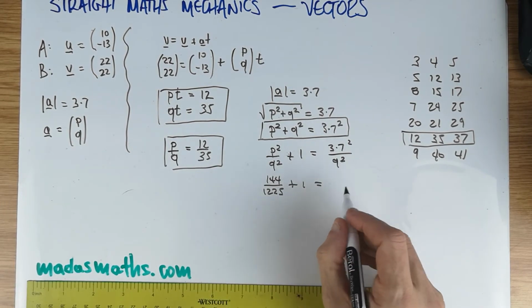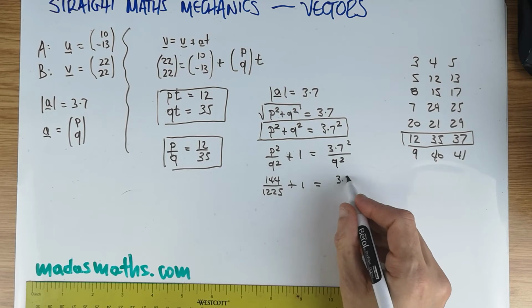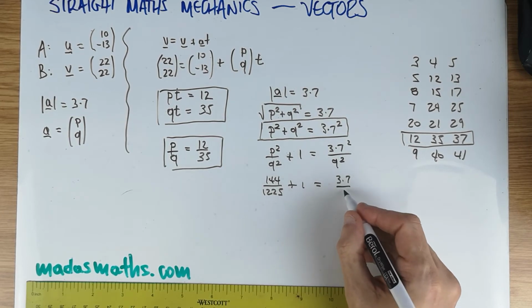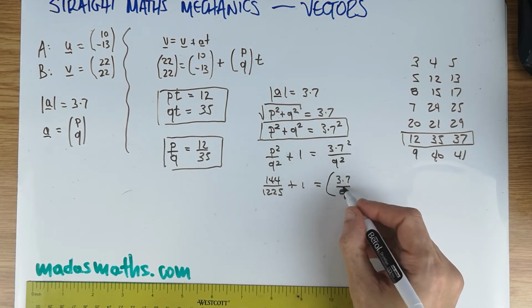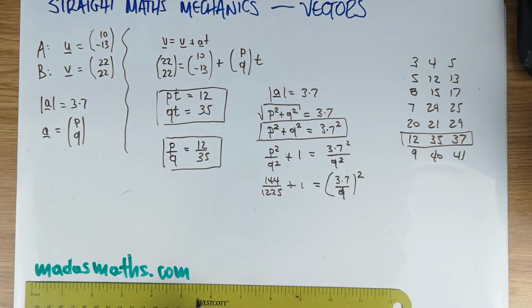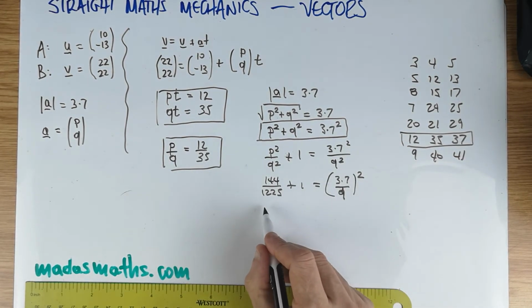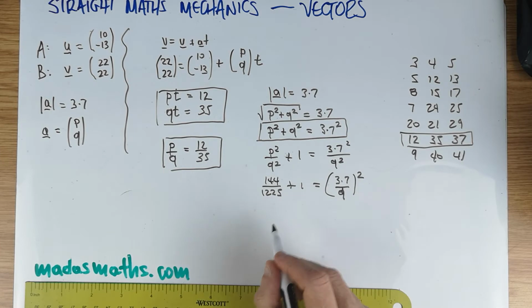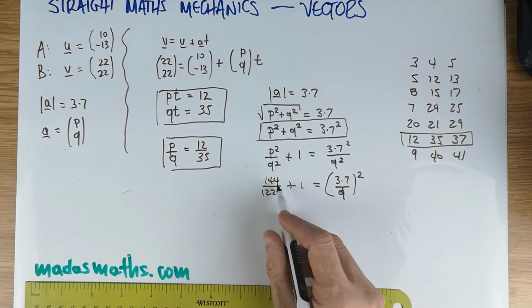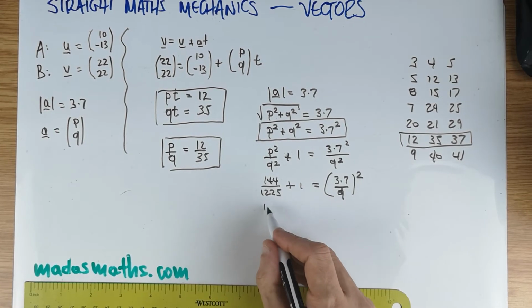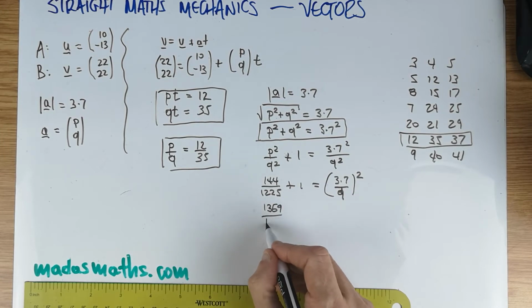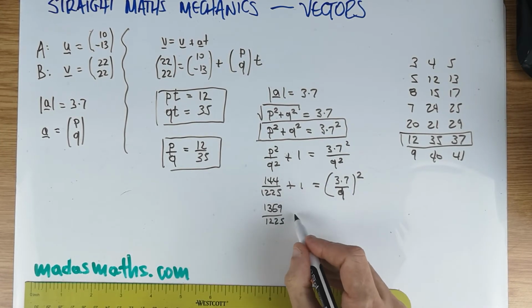I don't know what 3.7 squared is, but I'm not intending to. So it's the q there. I'm going to write it like that. So for this particular one, we're going to have, of course, 1225, 1229, 1369 over 1225, which is a perfect square.